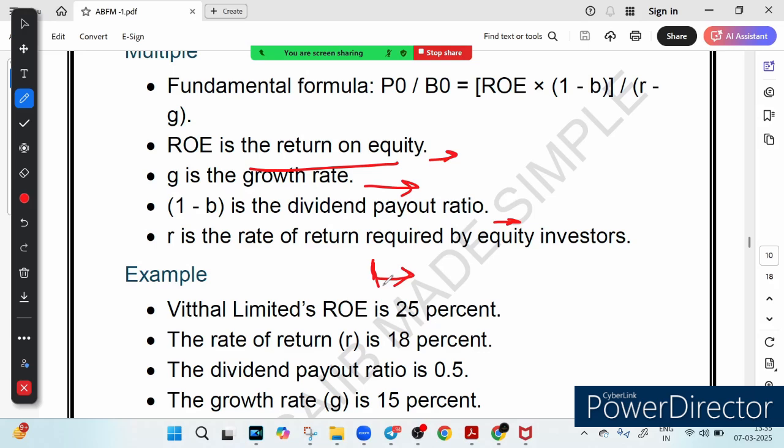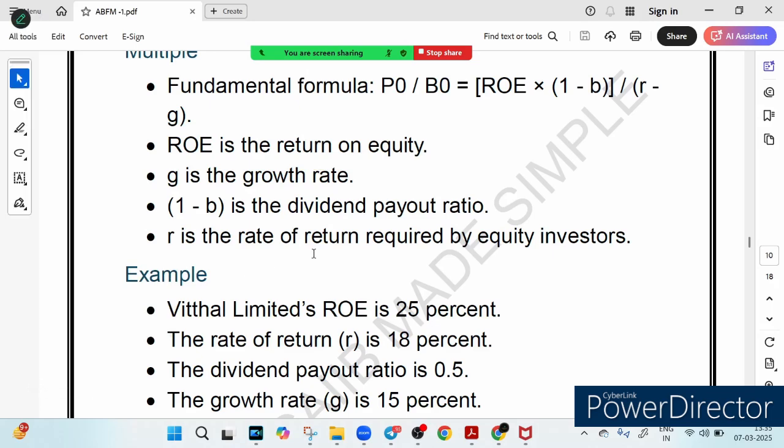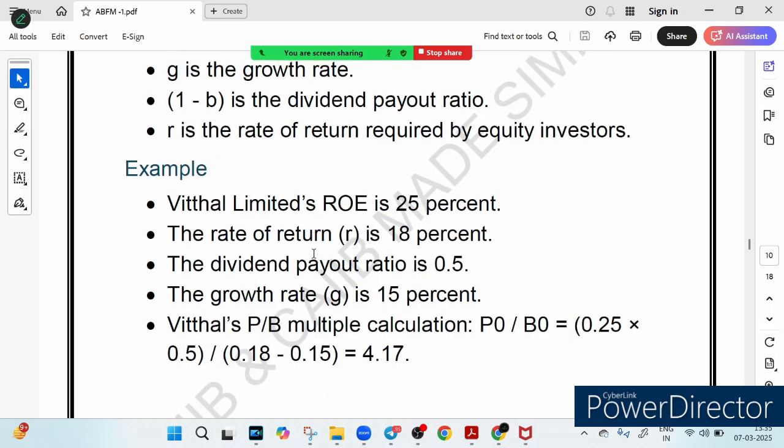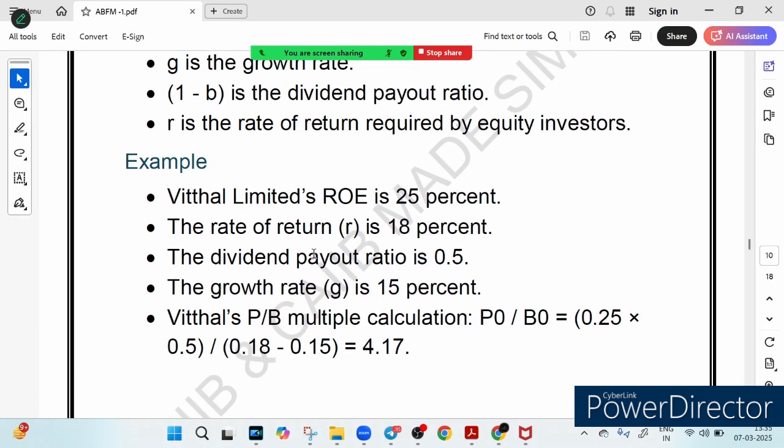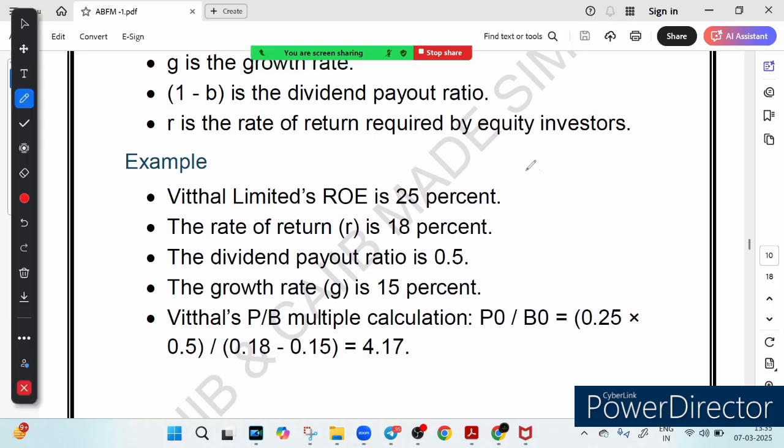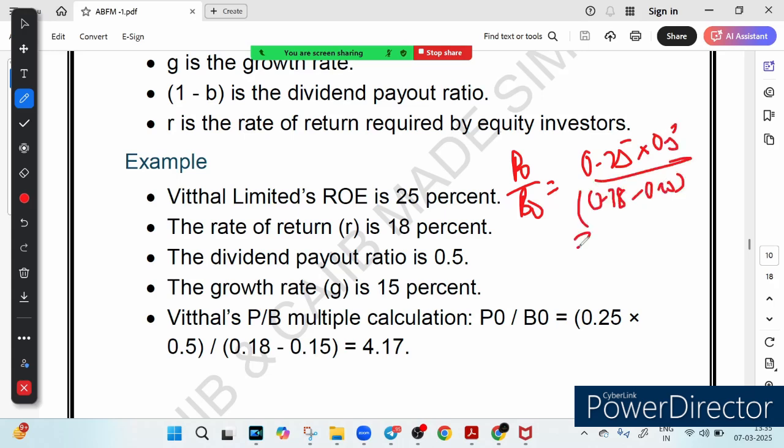So let's take an example of this Vithal Limited. ROE is given as 25%, right? And rate of return is given as 18%. Dividend payout ratio is given as 0.5. Growth rate is given as how much? 15%. So this P naught upon B naught is equal to 0.25 multiplied by 0.5 upon 0.18 minus 0.15, that is r minus g. So this gives you 4.17.